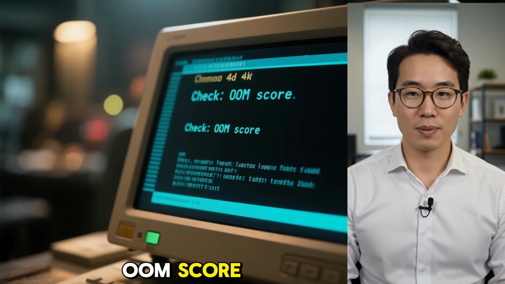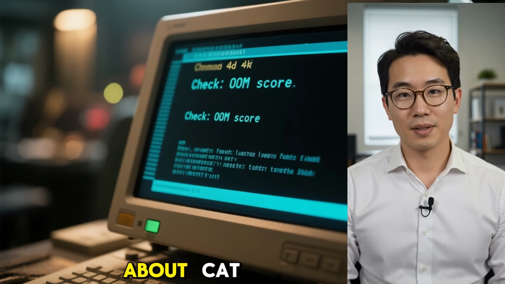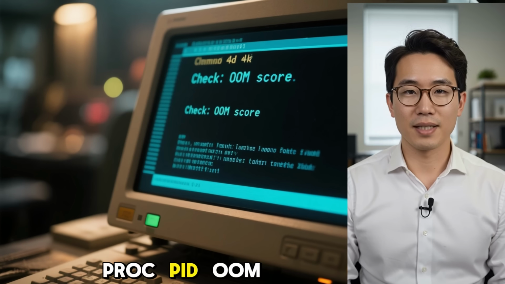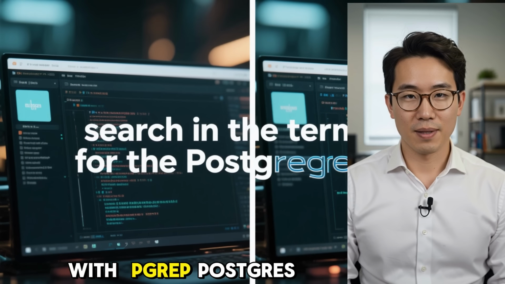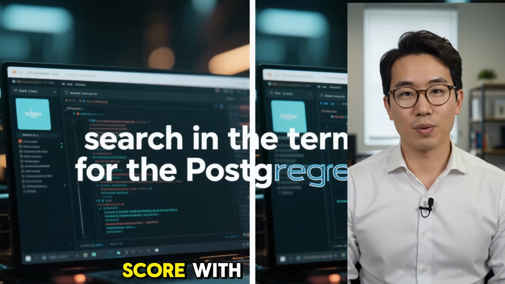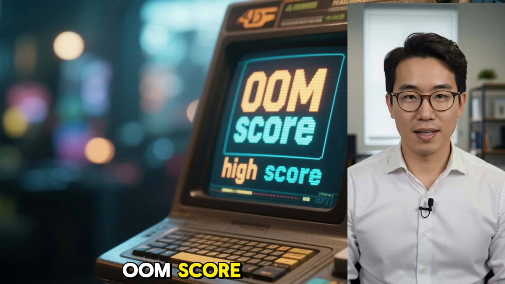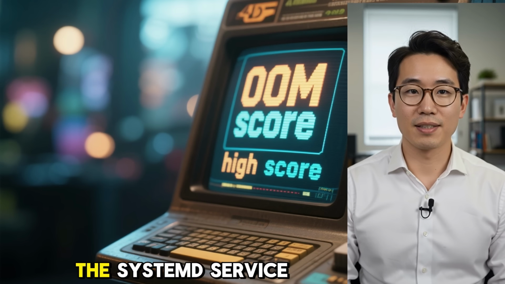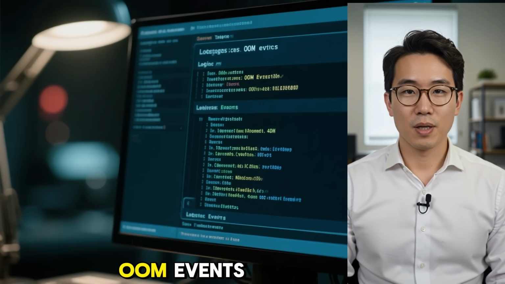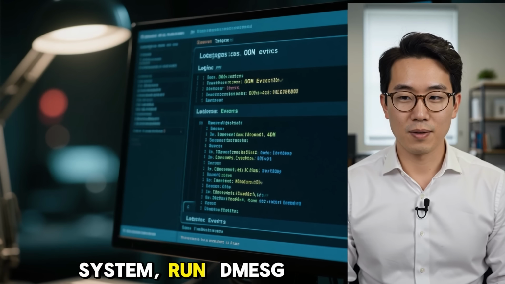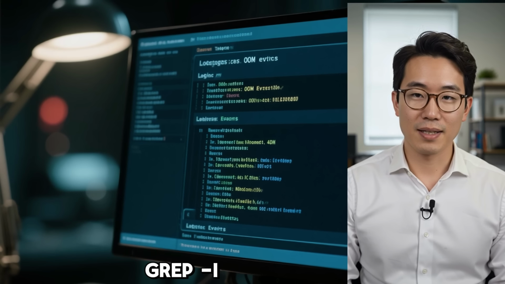To verify the OOM score of your most important processes, run the following for any process ID you care about. cat /proc/PID/oom_score. For a database like PostgreSQL, find its PID with pgrep postgres, then read its score with cat /proc/that PID/oom_score. If the number seems high, protect it in the system service file with OOMScoreAdjust=-900 as described earlier. To watch for OOM events that have already happened on your system, run dmesg -T | grep -i killed process.